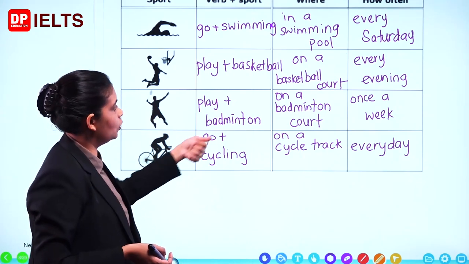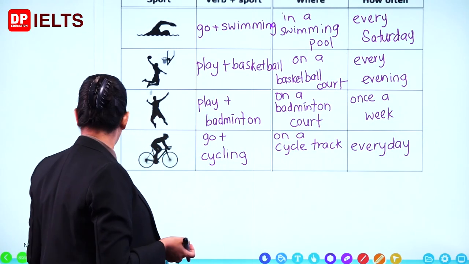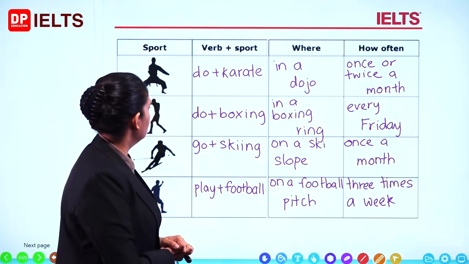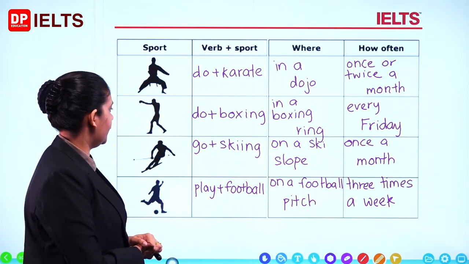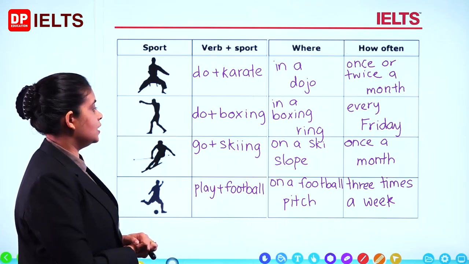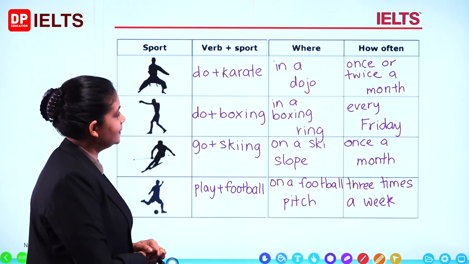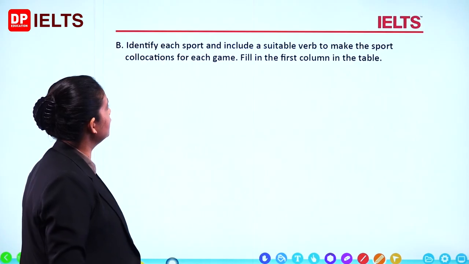Play badminton on a badminton court. Go cycling on a cycle track. Do karate in a dojo. Do boxing in a boxing ring. Okay. Go skiing on a ski slope. Play football on a football pitch. Right. Okay. Identify each sport and include a verb to make the sport collocations for each game.